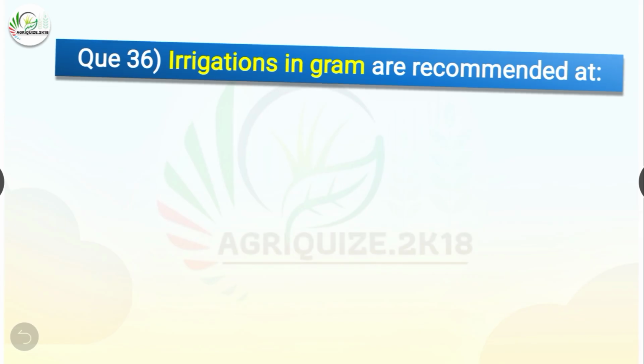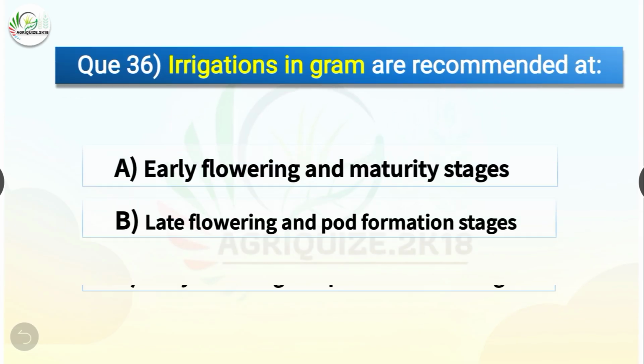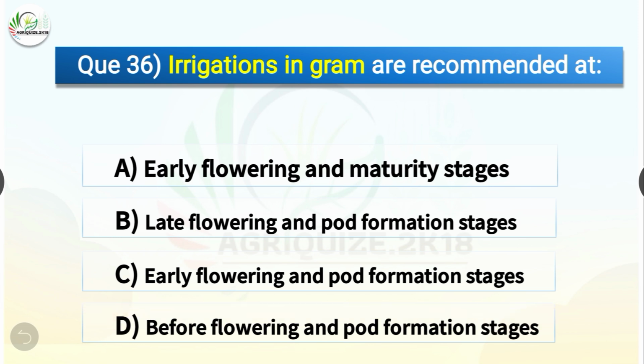Moving on to the next question. Irrigations in gram are recommended at, the options are early flowering and maturity stages, late flowering and pod formation stages, early flowering and pod formation stages or before flowering and pod formation stages.